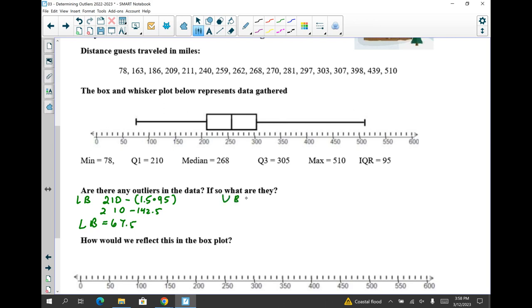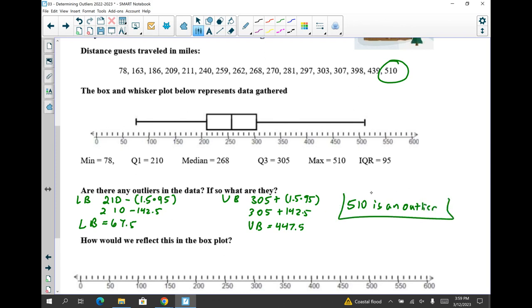For our upper bound, we're going to take quartile 3, which is 305, and we're going to add 1.5 times our interquartile range of 95, which is going to be 305 plus 142.5, which gives us an upper bound of 447.5. So if we look, we can see we have an outlier of 510. Everything else falls within the bound, so we would say 510 is an outlier.